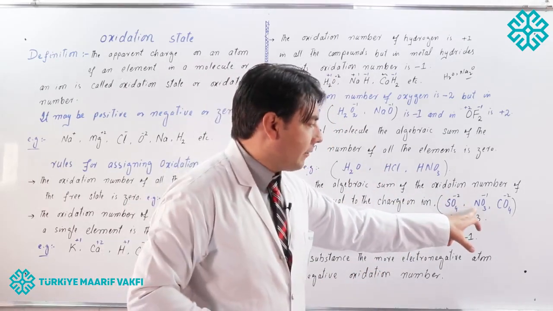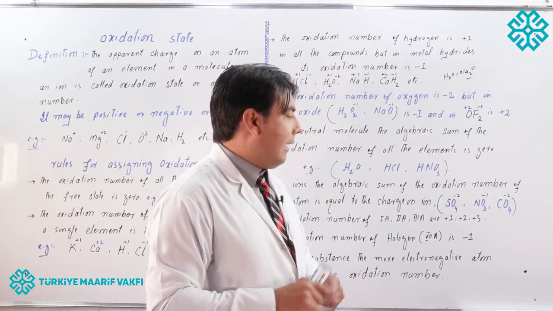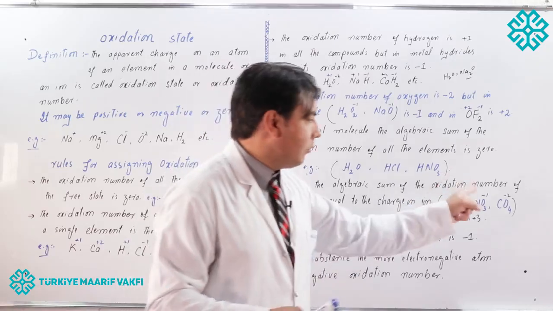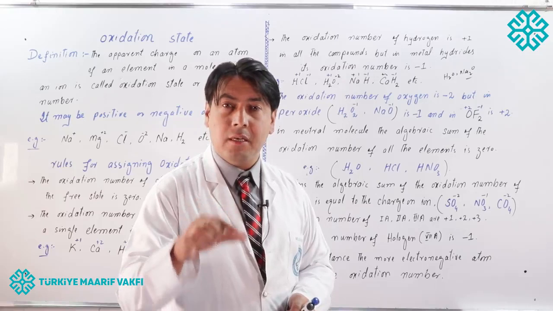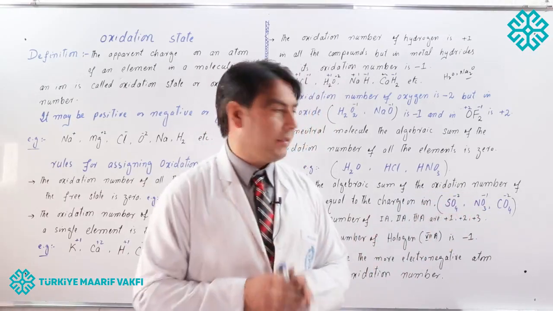In nitrate, the oxidation number of 3 oxygens is -6 and the oxidation number of nitrogen is +5. So +5 minus 6 is equal to -1. So -1 is the apparent charge, which is the algebraic sum of the oxidation numbers of nitrogen and oxygen.